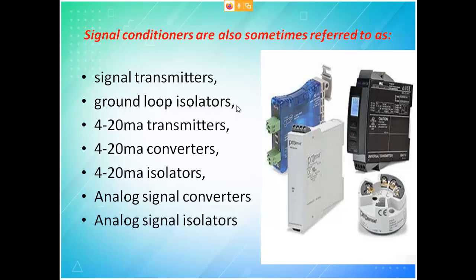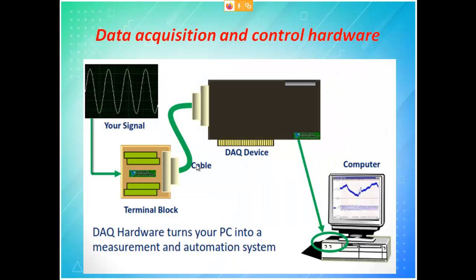Signal conditioners are sometimes referred to as signal transmitters, ground loop isolators, which means removal of ground loops, 4 to 20 milliamp transmitter converters, isolators, analog signal converters, and analog signal isolators. All these are devices doing the same work of signal conditioning only. They are called by these names, but they are all called signal conditioners.